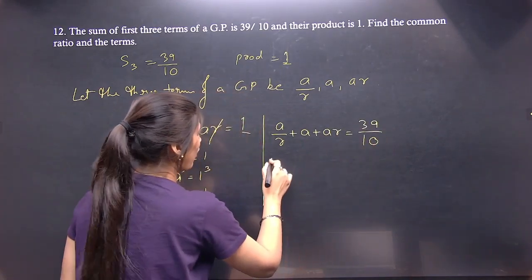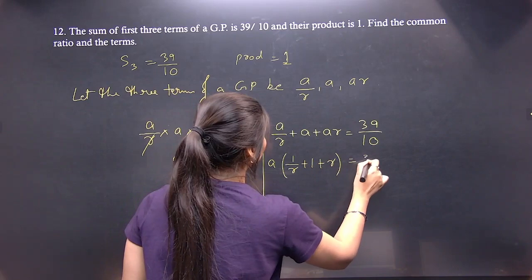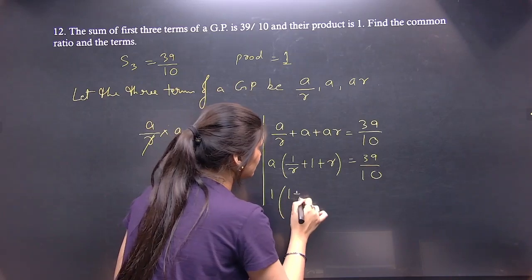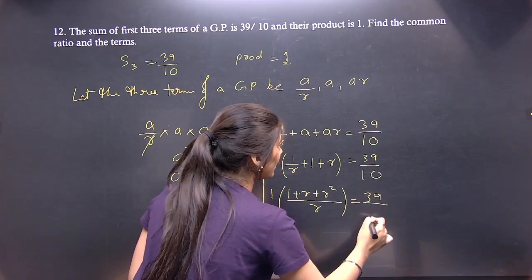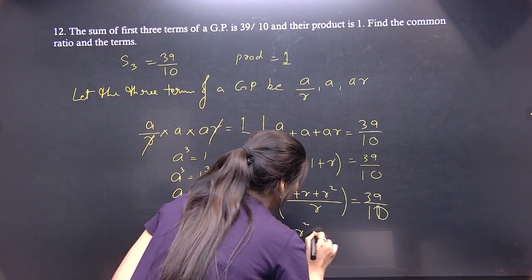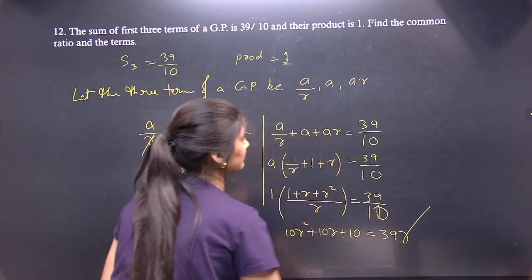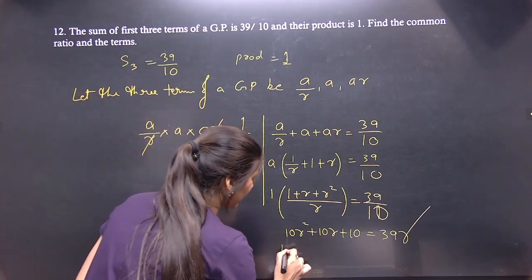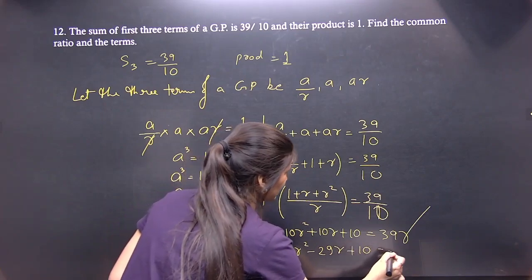Now we can take A common. It is A times (1 by R plus 1 plus R) equal to 39 by 10. Now the value of A is 1. So it is (1 plus R plus R square) by R equal to 39 by 10. Now if we cross multiply, it will give 10R square plus 10R plus 10 is equal to 39R. Got it? Now it will give 10R square minus 29R plus 10 is equal to 0.